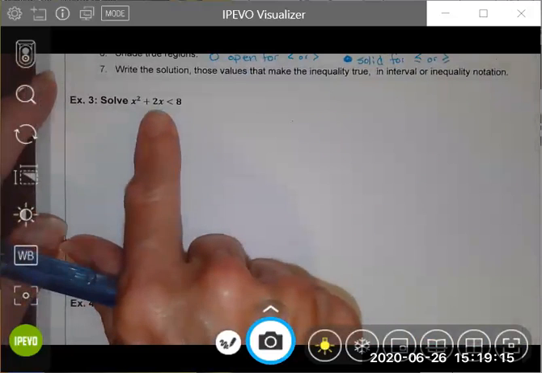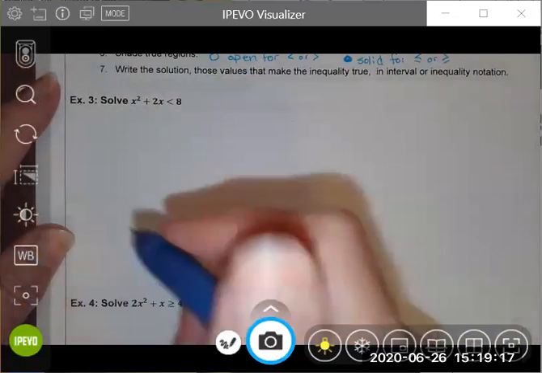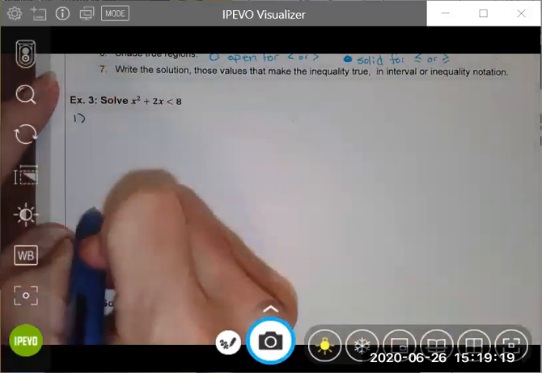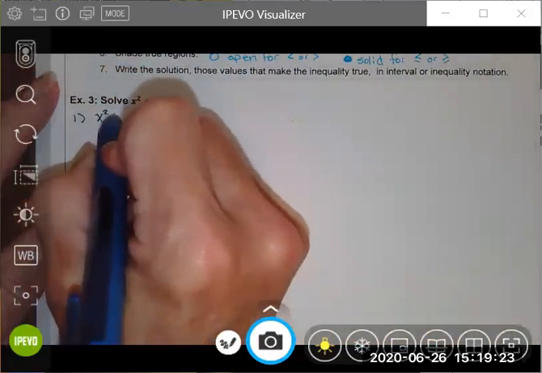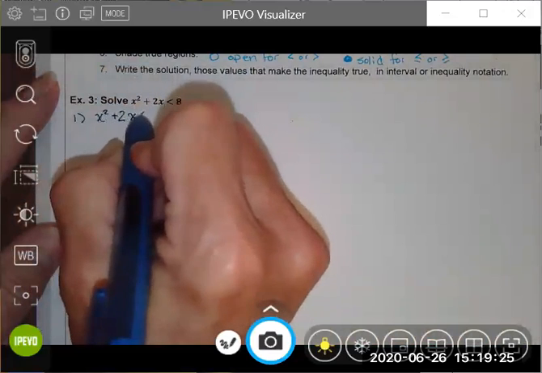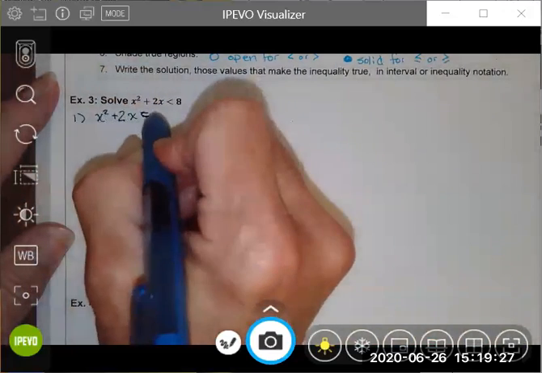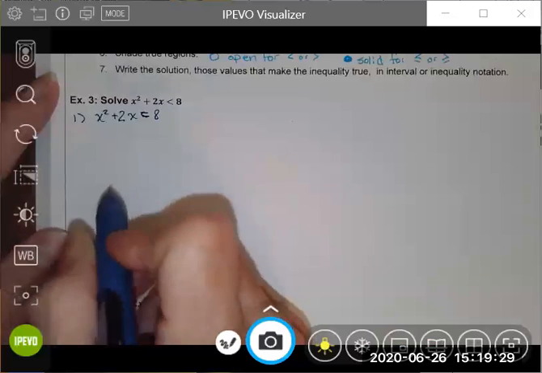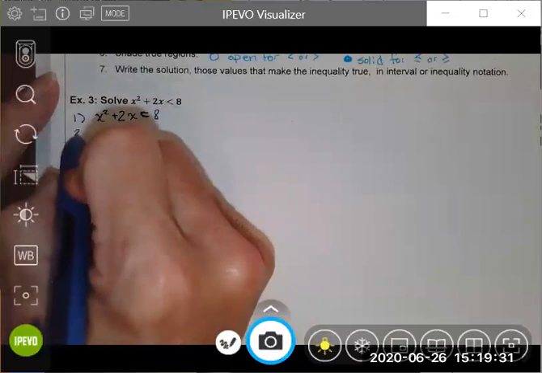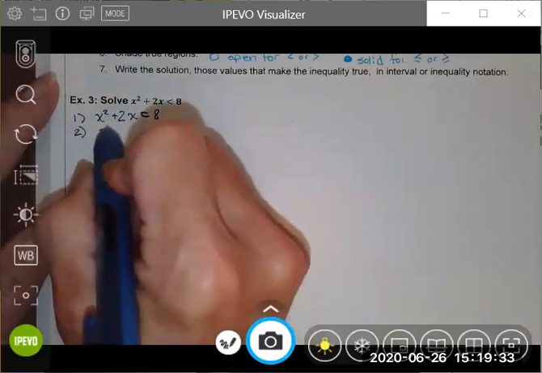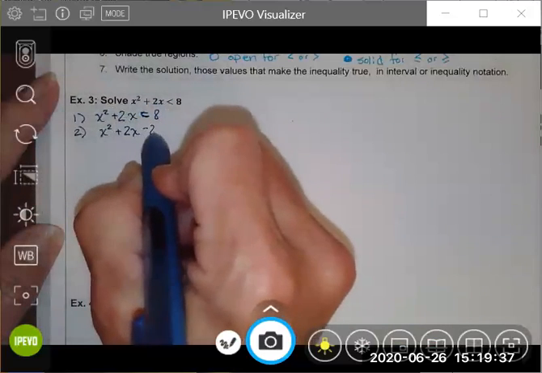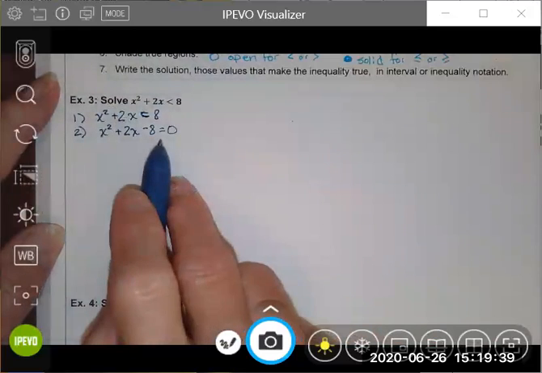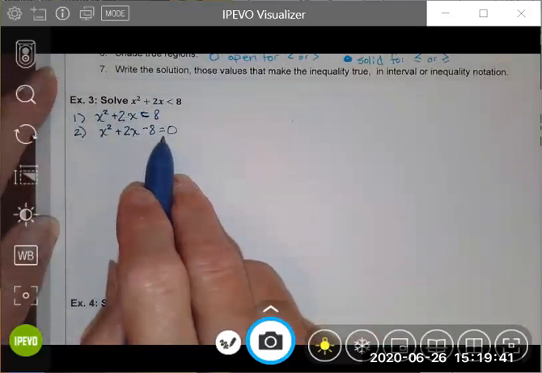The first thing I notice is that I need to write it in standard form. So step 1 says to put it as an equation instead of an inequality. I'm going to write it as equal to 8 instead of less than 8. Then the second thing I'm going to do is put it in standard form, x squared plus 2x. I subtract 8 from both sides. Then I now have an equation that's set equal to 0.